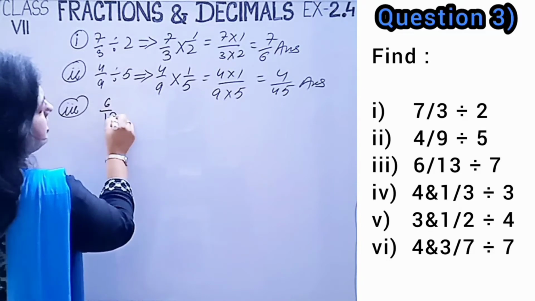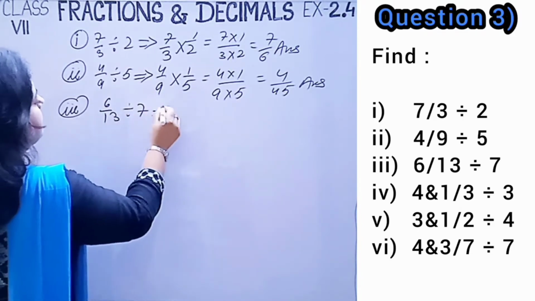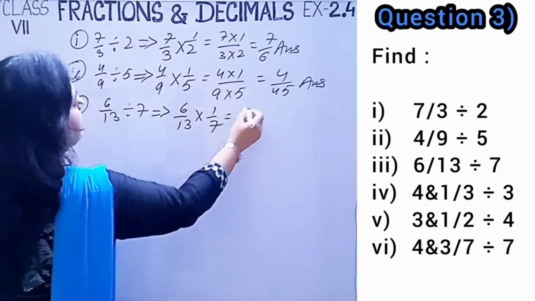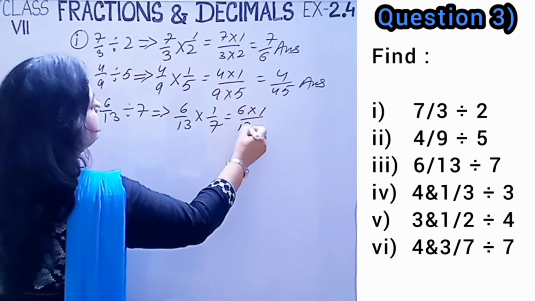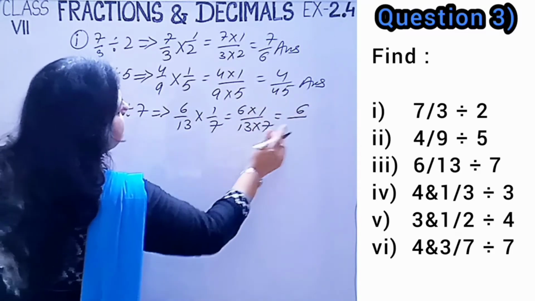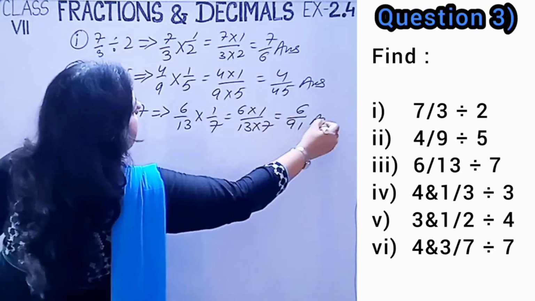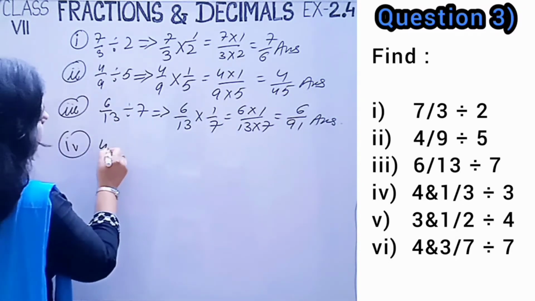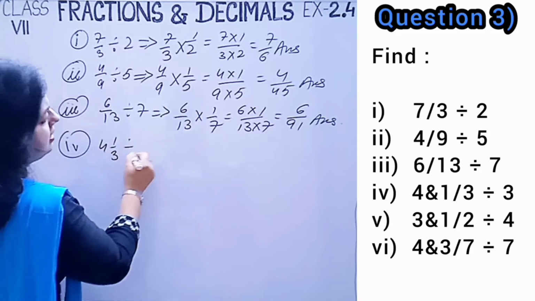Third part, 6 upon 13 divided by 7. So 6 upon 13 into 1 upon 7. Now 6 into 1 and 13 into 7. So 6 ones are 6 and 13 sevens are 91. Answer.